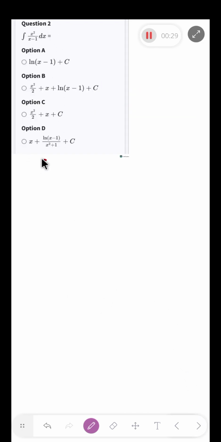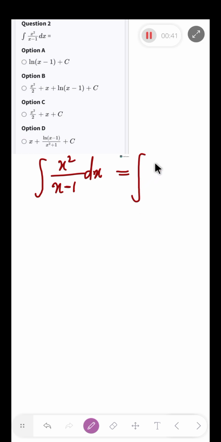Question number two says integrate x squared minus x minus 1 dx. What you have to do here is find a way to bring out x minus 1 from the upper part. This can easily be done by putting minus 1 plus 1. By the time you introduce minus 1 plus 1, it's still x squared, and you have x minus 1 down here. If I take these together, a difference of two squares will come out from this. Then you have plus 1 left.